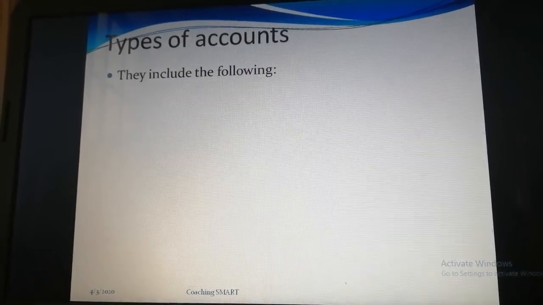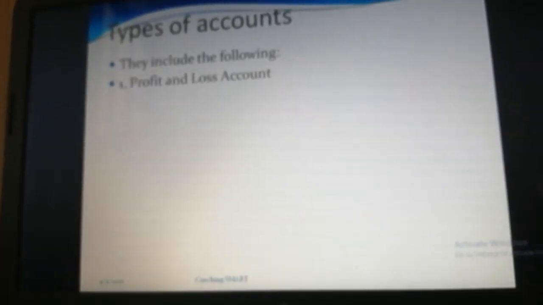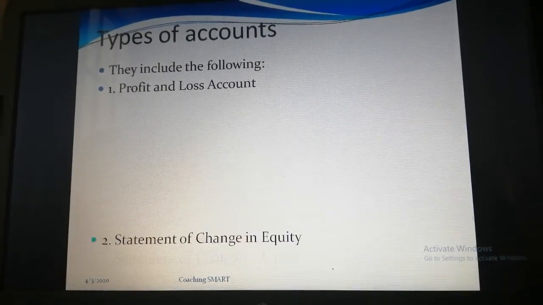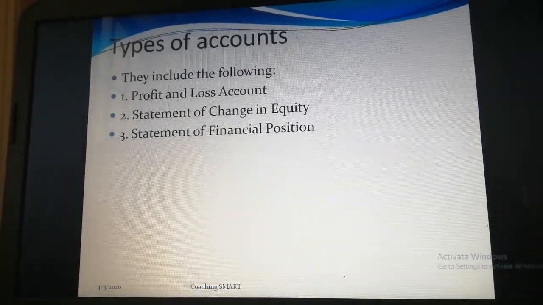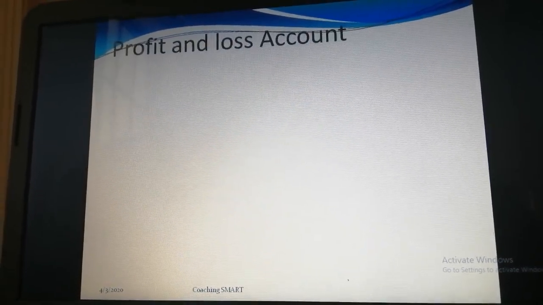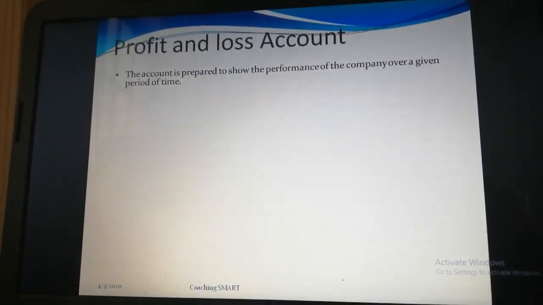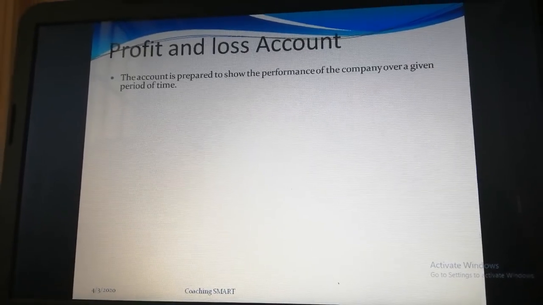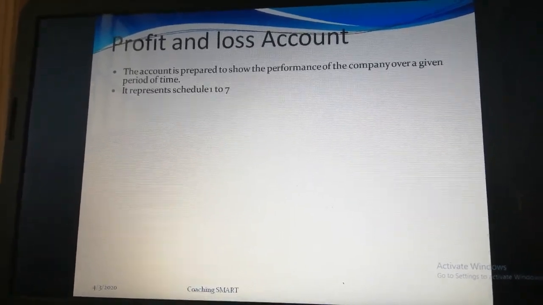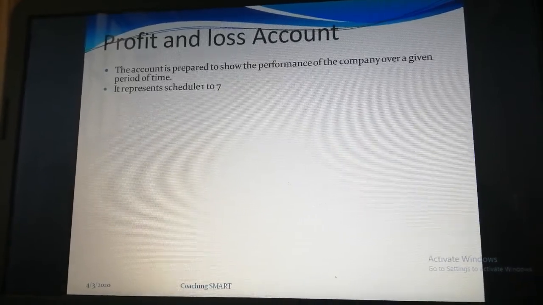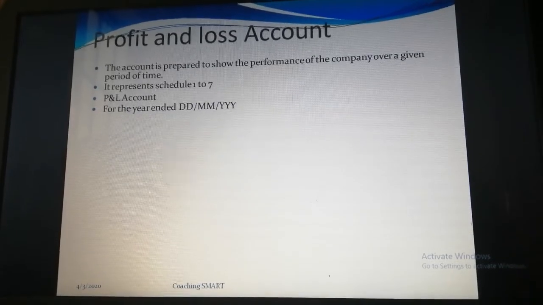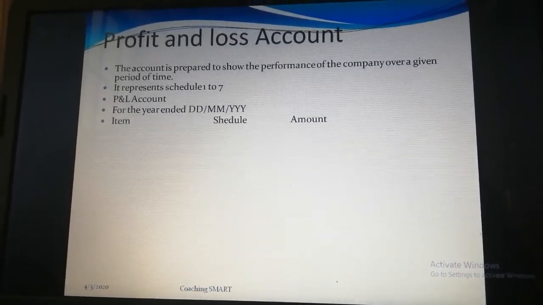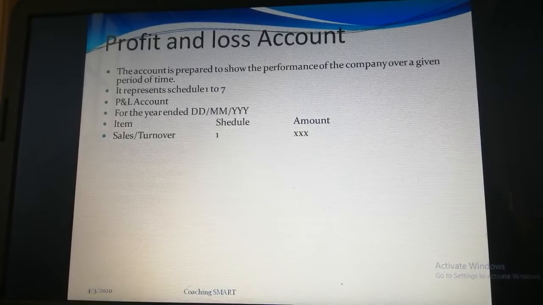Types of account. They include the following: profit and loss account, statement of change in equity, statement of financial position, and finally the cash flow statement. So we are starting with the profit and loss account. The account is prepared to show the performance of the company over a given period of time. It represents schedule 1 to 7, the profit and loss account for the year ended date month. So we are giving the format for the profit and loss account.